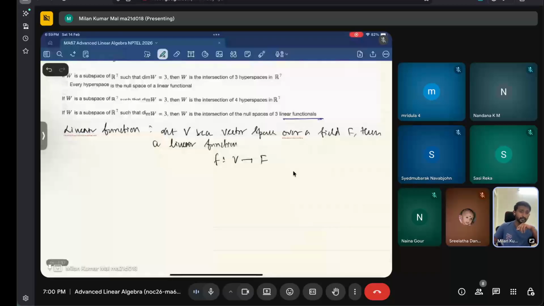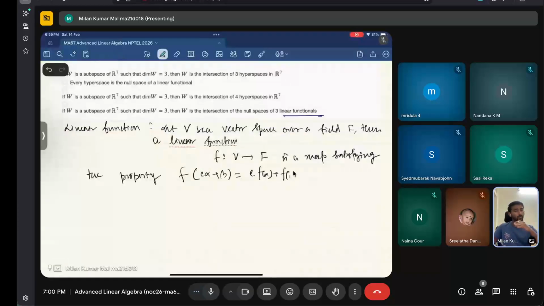So basically what it is saying, a field over itself is a one-dimensional vector space. So a linear functional is actually nothing but a linear operator from the vector space to the underlying field. This is what it is. So a linear functional is nothing but a linear transformation from the vector space to the underlying field.